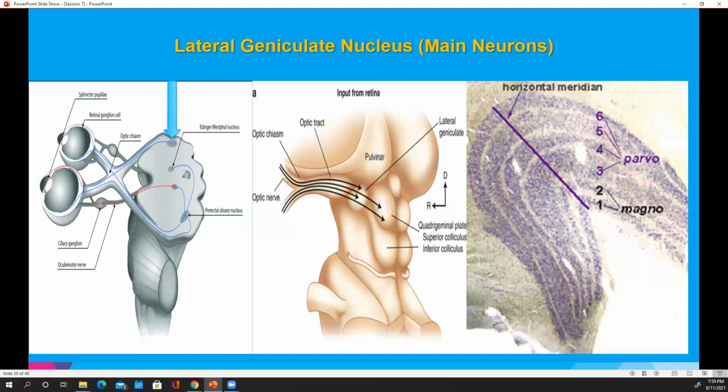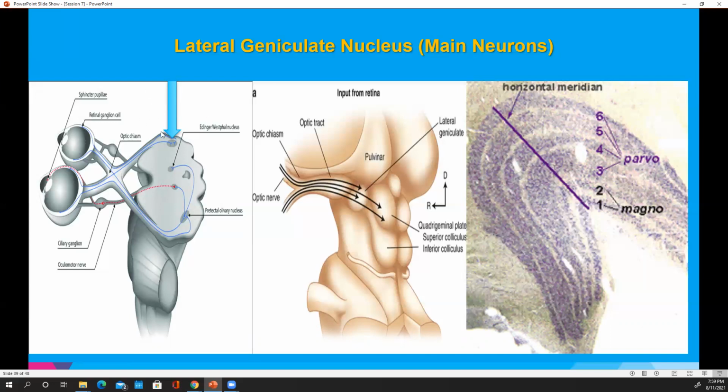Okay, let me go ahead and point. What is that? You see what it's called, just repeat what you see there. Where am I pointing? It's not the Edinger-Westphal, it's just the thalamus. Well, no, this is not the thalamus. This is the pretectal olivary nucleus. Not the thalamus, very important.